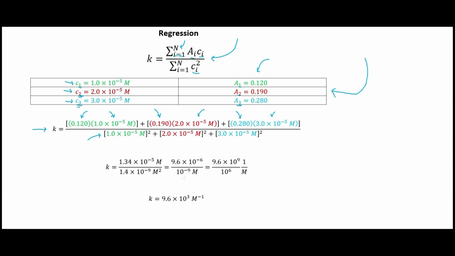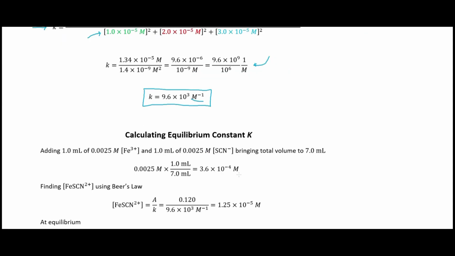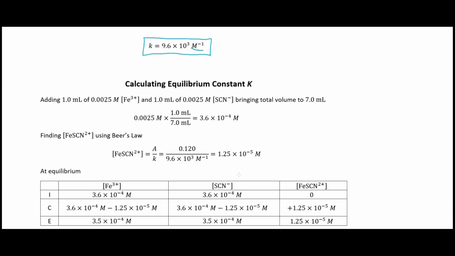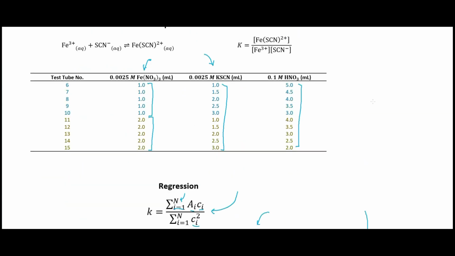And so we see when we do this calculation, which I have right here, we end up with our lowercase k in Beer's law actually being equal to 9.6 times 10 to the third, and that is inverse molarity right here. And so we end up with this molarity to the -1. And so then we will use what we've done above to actually calculate the equilibrium constant K. And so we'll actually be doing this for each one of these right here.